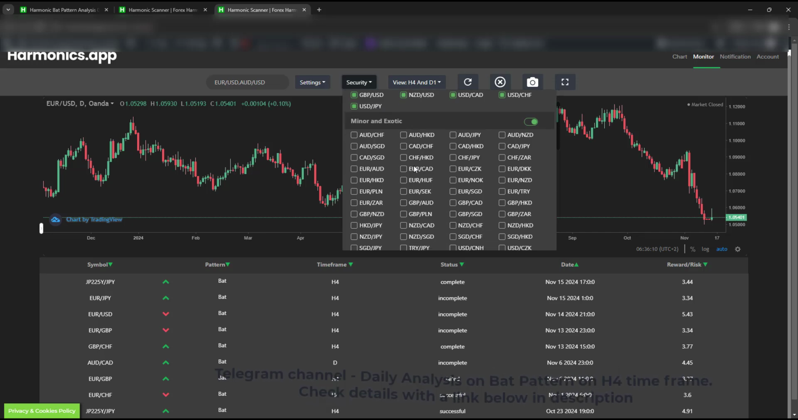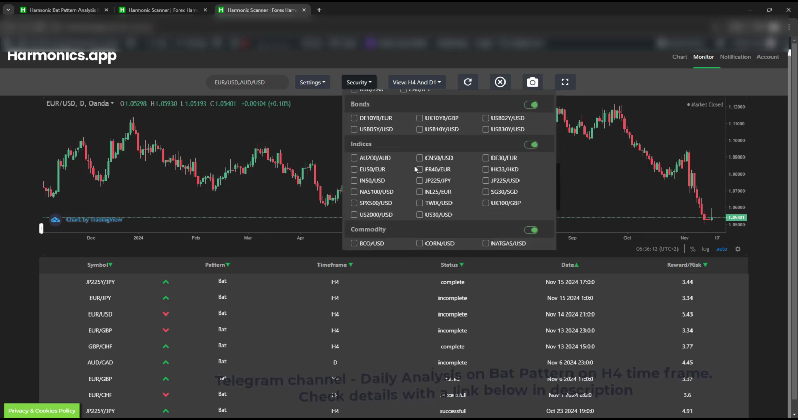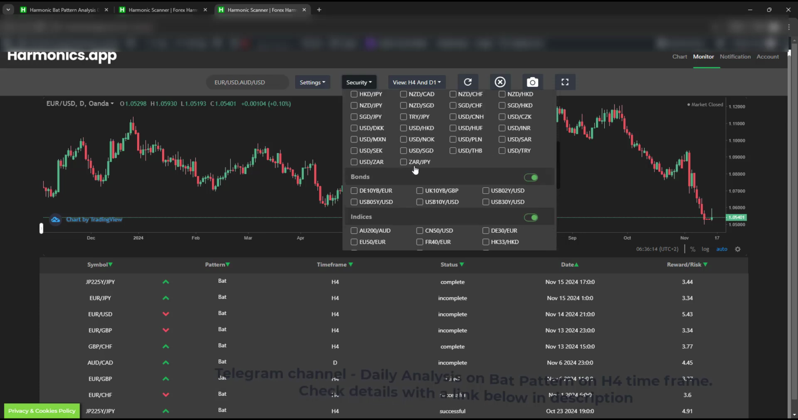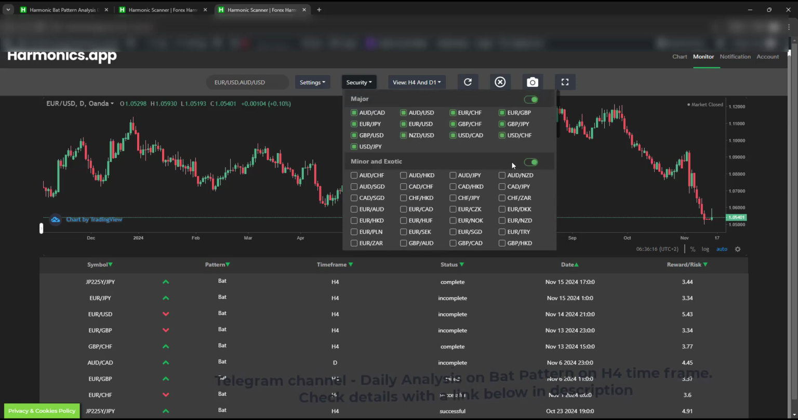I have deselected all the minors, all the bonds, indices, commodity, metal, and so on. But if you would like to include them, simply click this button to activate all of them, like this, or remove them like this.